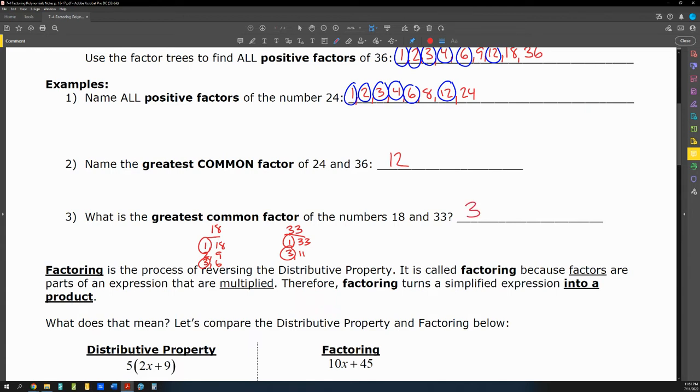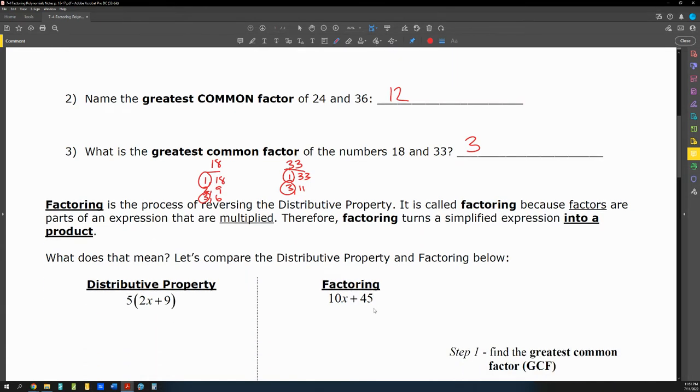So now let's talk about factoring polynomials. Factoring is the process of reversing the distributive property. It's similar to dividing, or like reverse multiplication. It's like reversing the distributive property. It's called factoring because factors are part of an expression that are multiplied. So therefore, factoring turns a simplified expression into a product. So what does that mean?